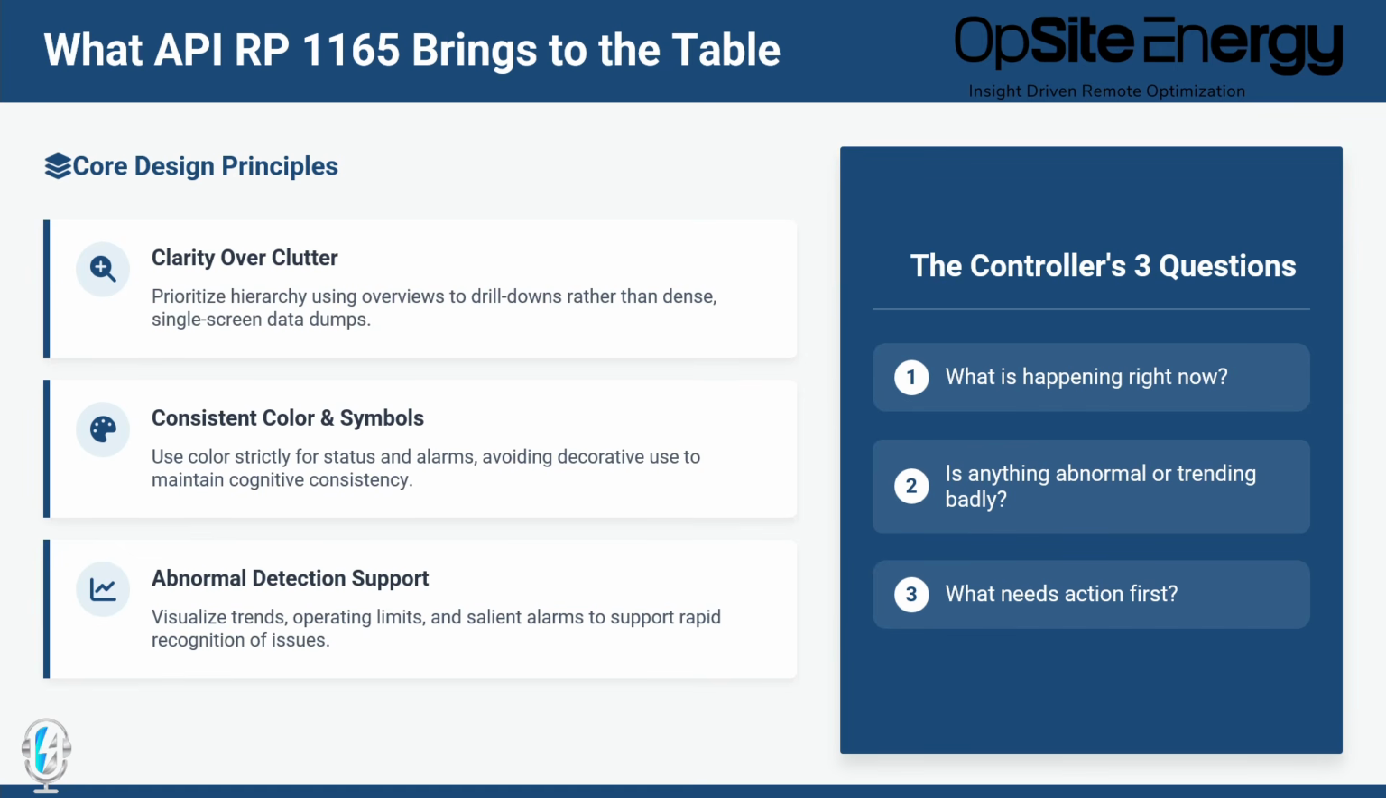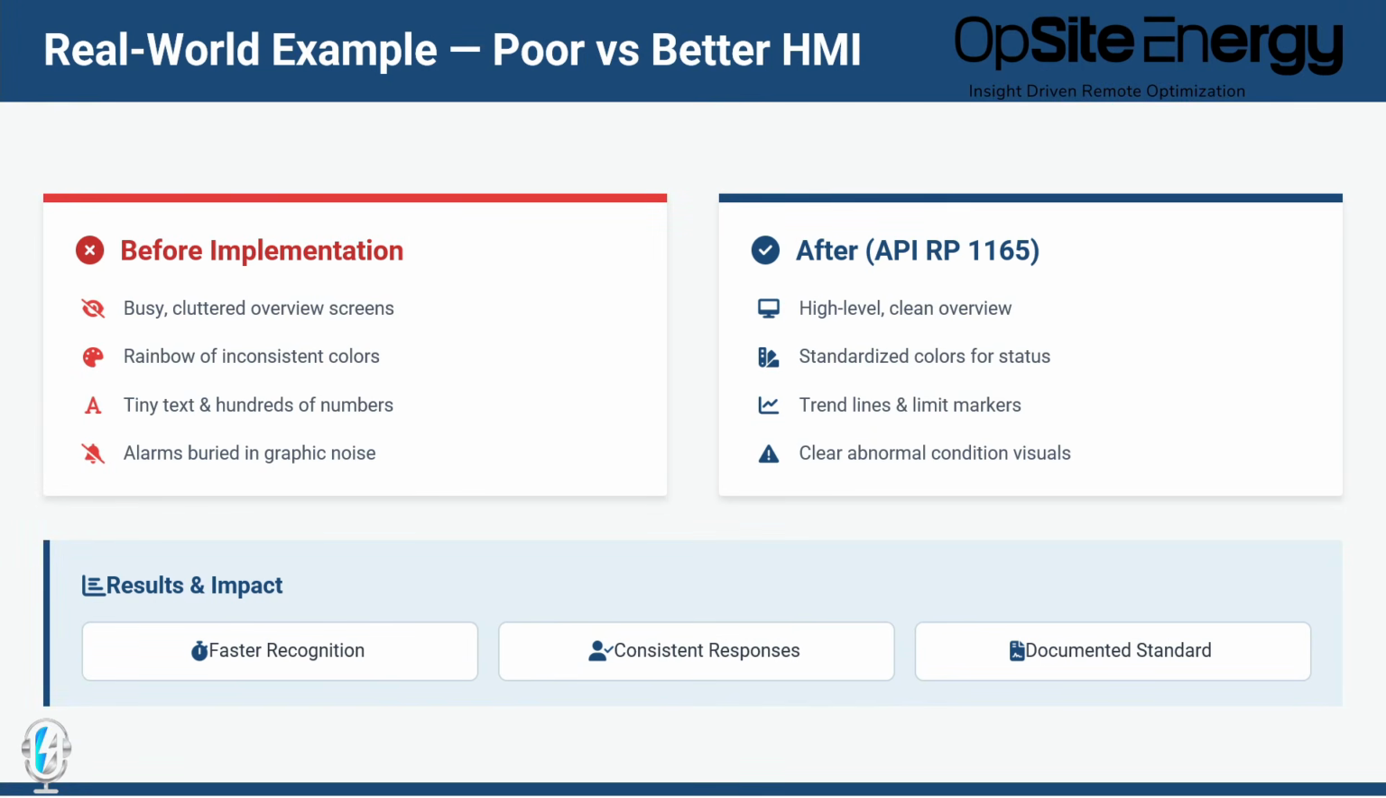So let's move on to the real world. Let's talk about poor versus better HMI. I think we have a couple of examples we could talk about pretty quick here. Let's talk about some before-implementation items. I think when we look at this, we're going to see something that's busy, the rainbow or Christmas tree effect, inconsistent colors, that tiny text you're talking about, and then alarms that are buried in that graphic noise. So I think we could talk about that or show that too.